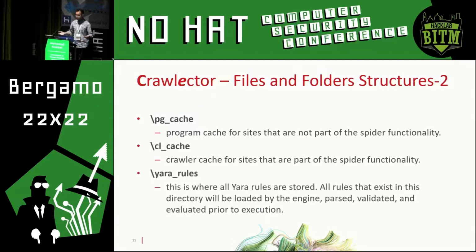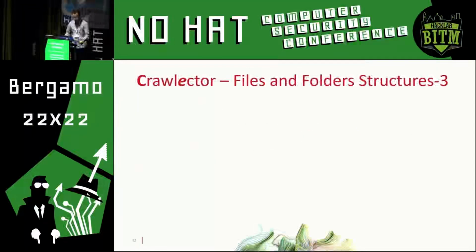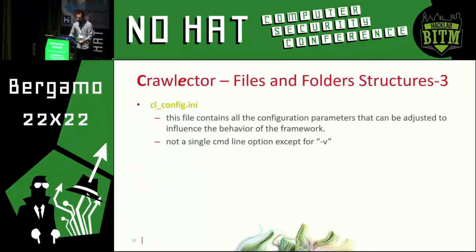URL rule is where you give it your list of URL rules. Now keep in mind, you don't have to use URL to validate the rules. The framework itself would load all of your URL rules, parse them, and validate them prior to any execution. Now, this is the important file: clconfig.ini. This is pretty much the orchestrator for the entire framework. And the only command line option is V, which is version information.